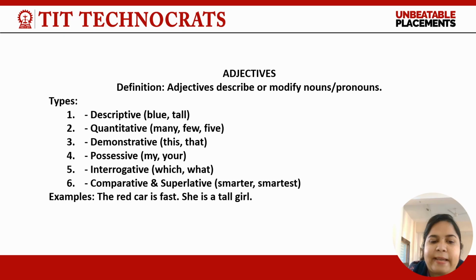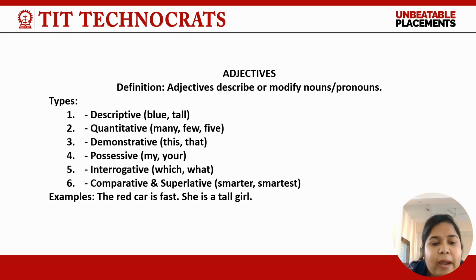Similarly, have a look at the second type of adjective, quantitative. It shows the quantity by a word that accompanies or gives meaning to a noun or a pronoun. So many, few and five are a few words used here as examples. The third one is demonstrative, which demonstrates something or focuses the whole idea on that particular object. Such words are this or that. So this all comes under demonstrative adjective.